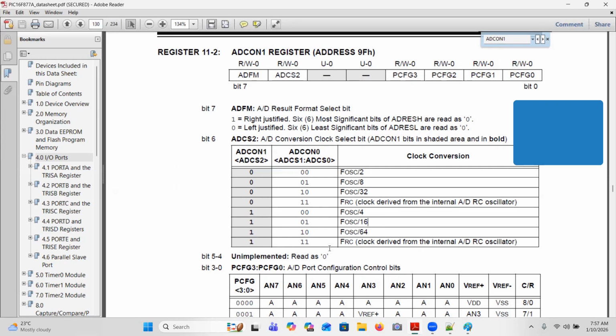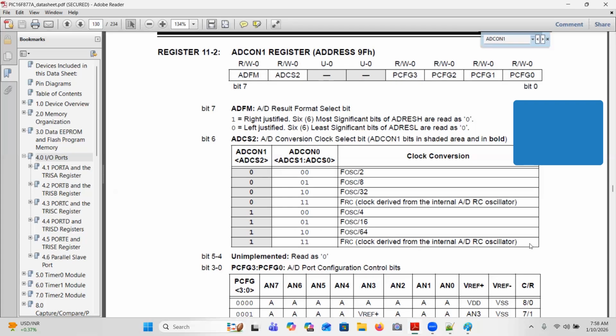If you make all the bits 1, it is FRC, the clock derived from the internal ADC RC oscillator. Even if you set all 3 bits to 1, the meaning is the same. Understood? This is what decides the operating clock of the ADC, how we derive that clock. It is derived based on these 3 bits. ADCON0 has 2 bits, ADCON1 has 1 bit.